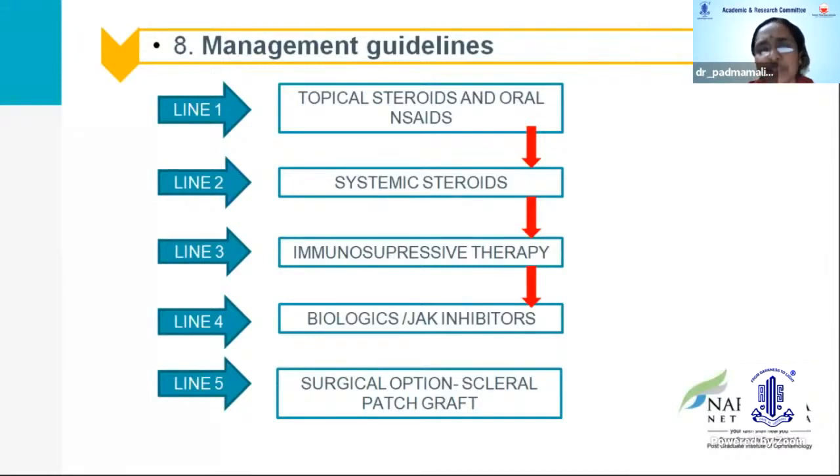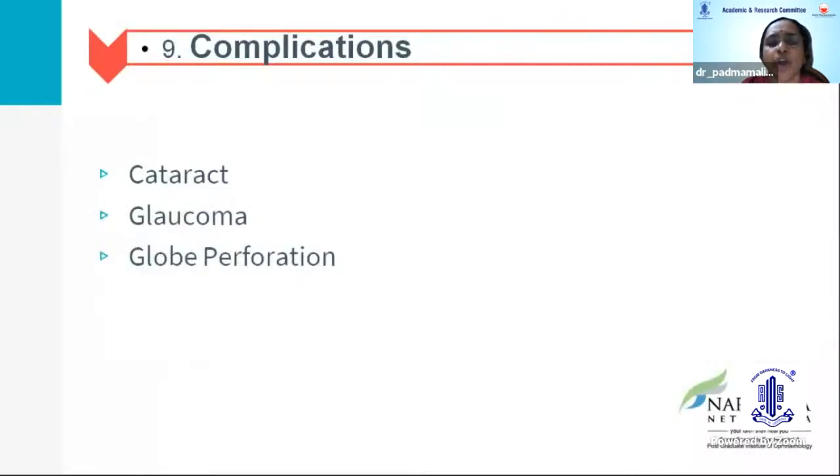Most of the times, posterior scleritis requires systemic steroids. Then the third line is immunosuppressive therapy. In necrotizing scleritis cases, we give intravenous cyclophosphamide. In mild to moderate cases, methotrexate can be given. In severe cases, we go for biologics using rituximab or JAK inhibitors. In necrotizing scleritis with scleral melt or scleromalacia perforans, rarely surgical options, like a scleral patch graft, can be done.